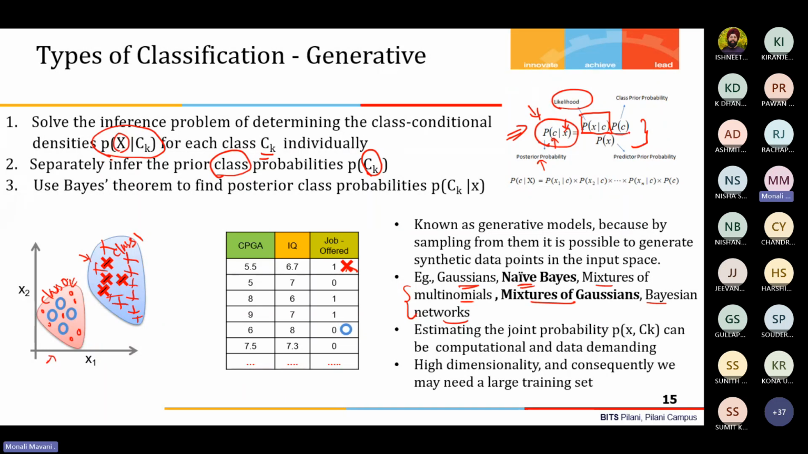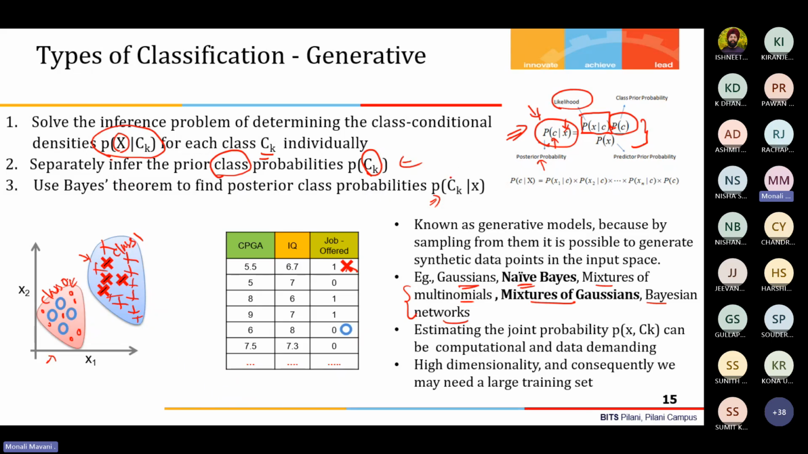Then for each class, we have to find the class prior probability. We find these two independently for all the features, all the examples. After this, we plug those values into this formula and get the posterior probability. How many probabilities do we need to compute in order to find this posterior probability? That is one of the drawbacks. So many computations are required just to find this probability.